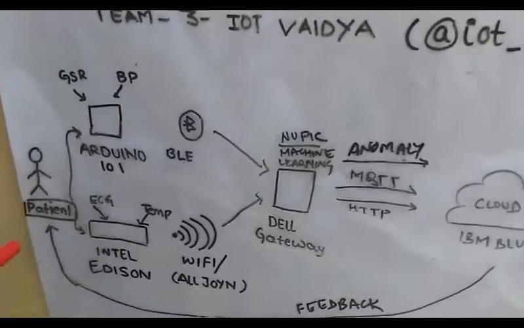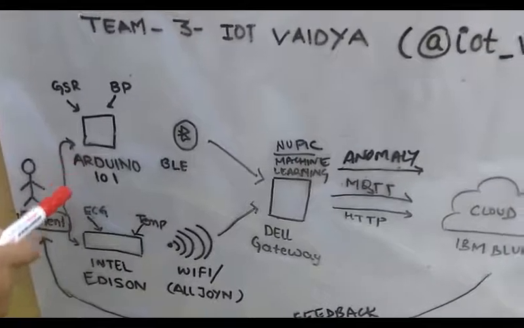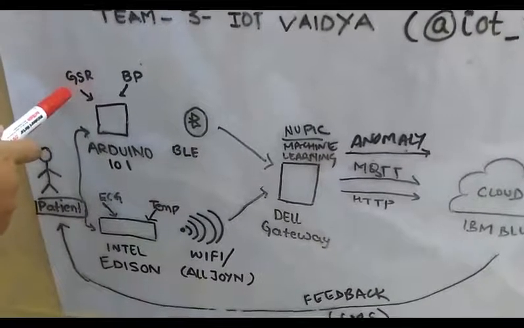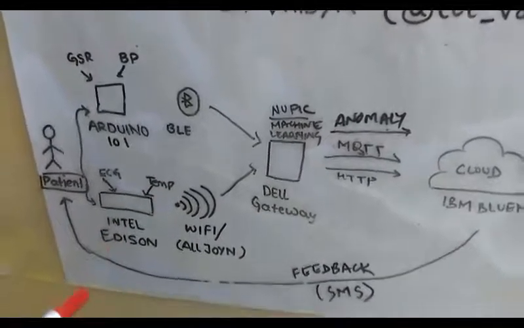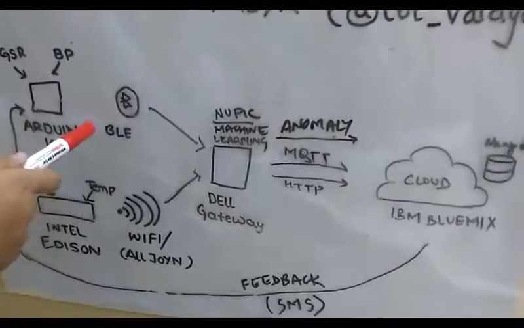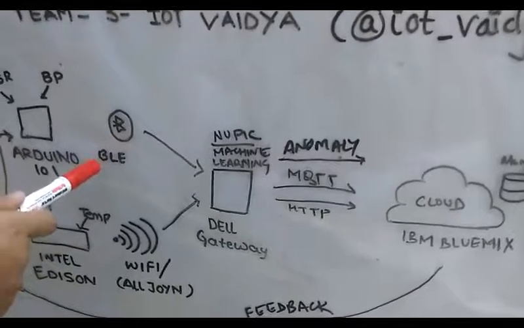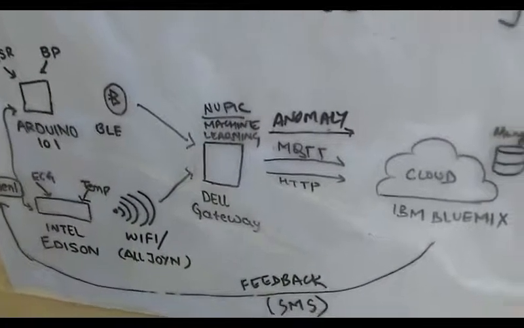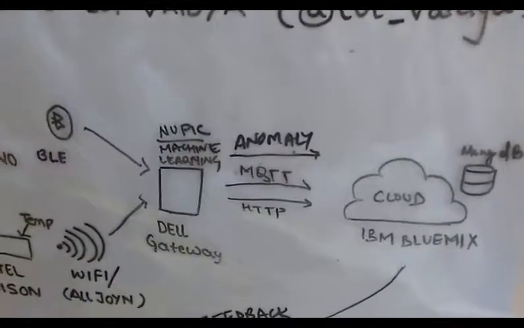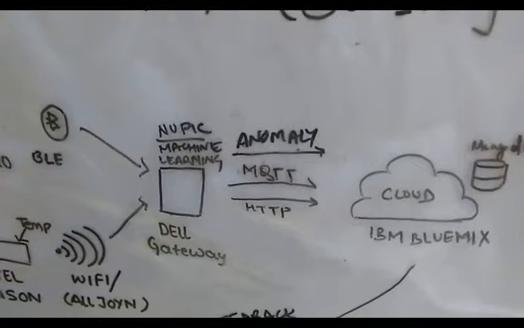So the patient will be connected to the Arduino 101 and Intel Edison boards using the sensors GSR, BP, ECG and temperature. The entire data will be sent to the Dell gateway using BLE and Wi-Fi or AllJoyn, and on the Dell gateway we'll be processing the data for anomaly detection using the open source NuPIC project.